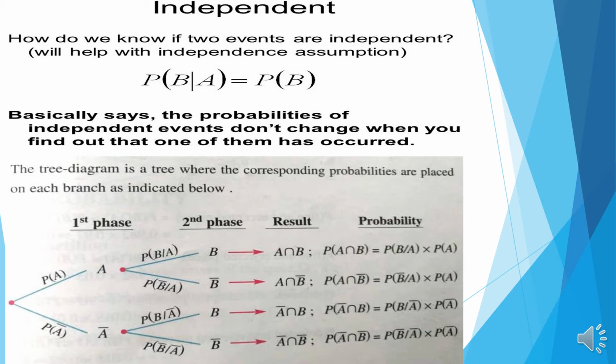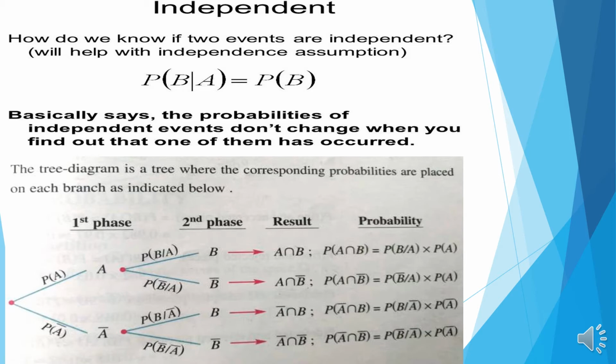The tree diagram is a tree where the corresponding probabilities are placed on each branch as indicated below. Look at this branch, the probability of A. This branch, the probability of A bar. What is the second branch? The second phase: the probability of B given A, or B bar given A. The third branch will be B given A bar, B bar given A bar.